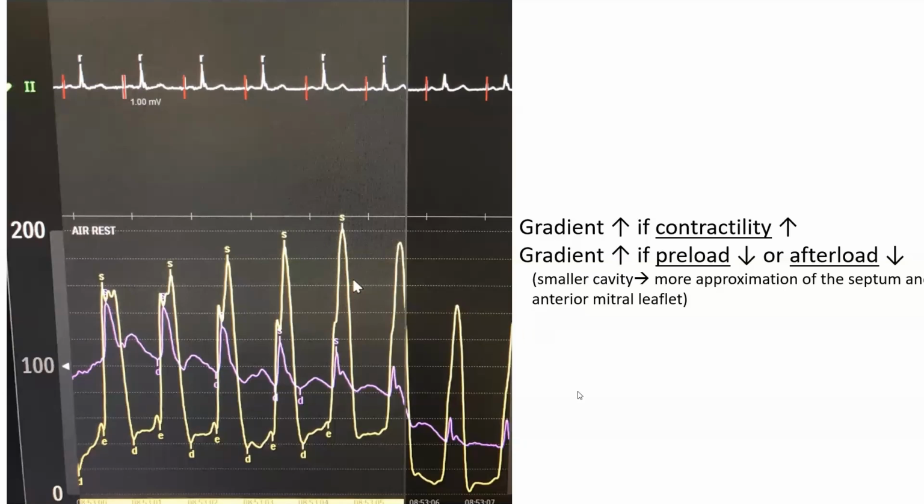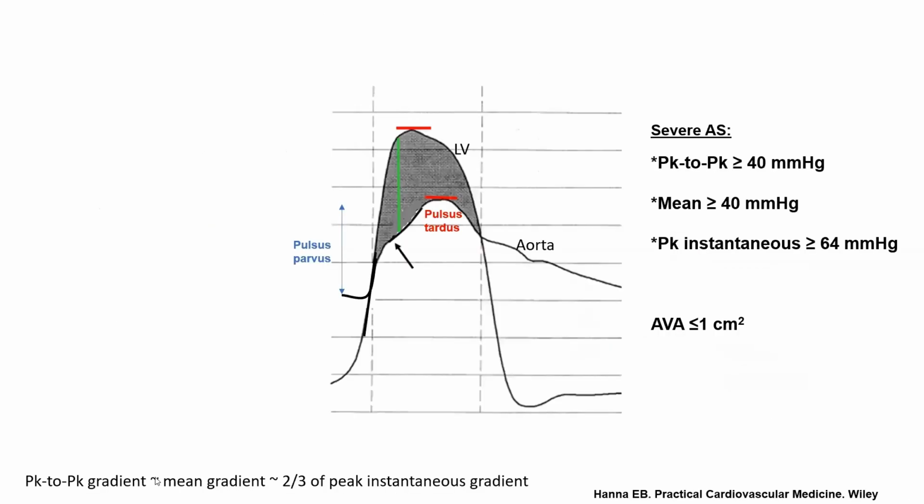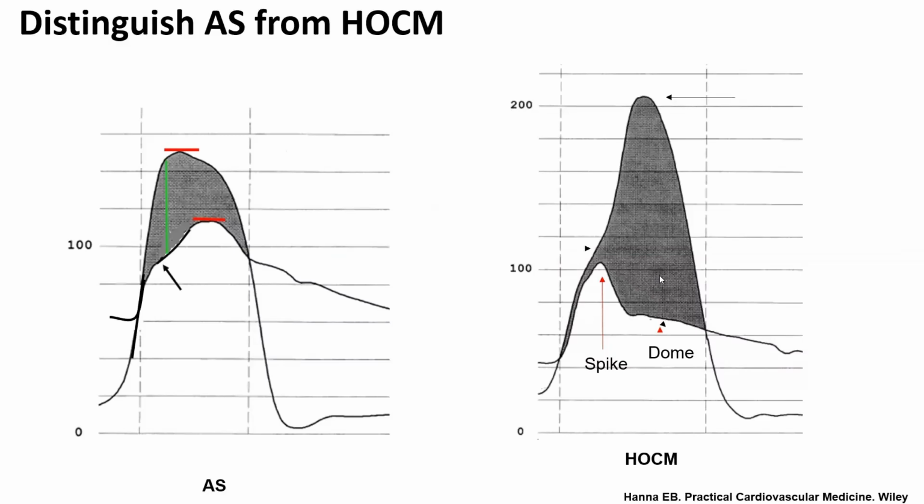Another note here, with HOCM, by cath we use peak to peak. By echo we use peak instantaneous gradient. Interestingly, for HOCM, the peak to peak approximates the peak instantaneous, not the mean. And the mean is irrelevant in HOCM. So we don't go by mean, neither by echo nor by cath. By echo, we use peak instantaneous, by cath, peak to peak, and it's that cutoff I described, 50 with dynamic maneuvers.